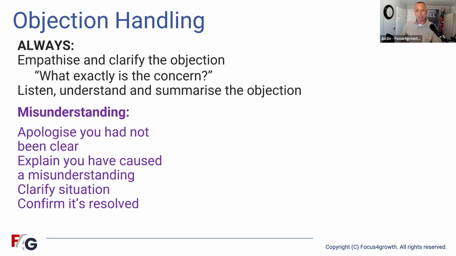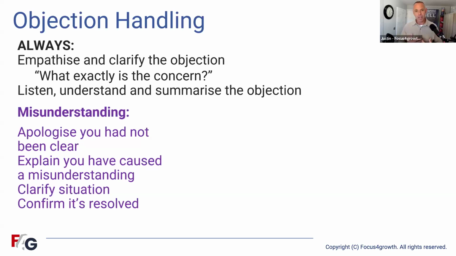Okay, so we apologize that we hadn't been clear, explain that you've caused a misunderstanding, clarify the situation, and then confirm you've resolved it with the customer. It's quite straightforward. The customer thinks it's one thing, it's actually another. Once you clarify that, that tends to overcome the objection. It's a quick and easy way to handle that objection.